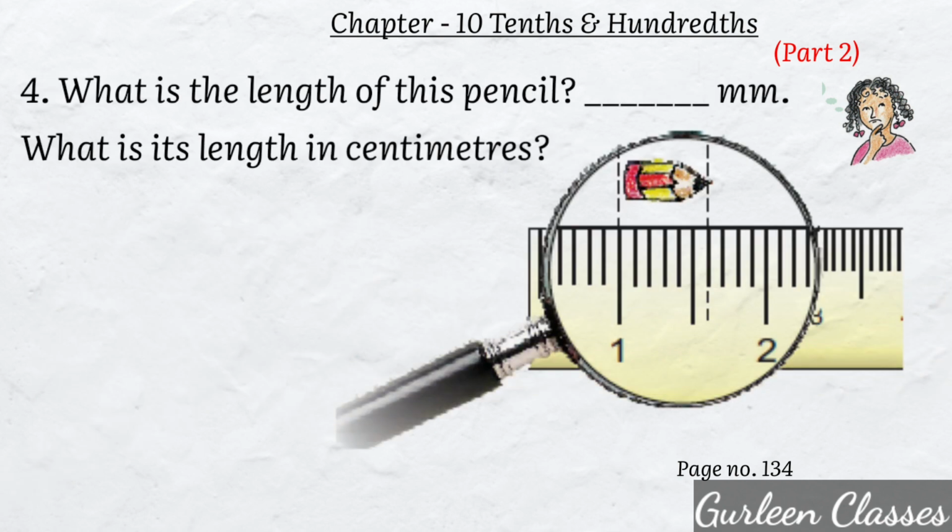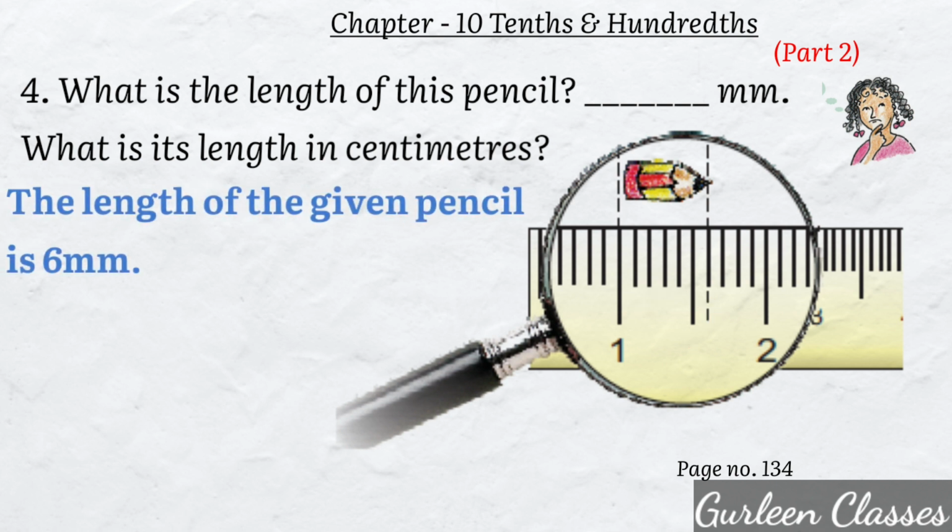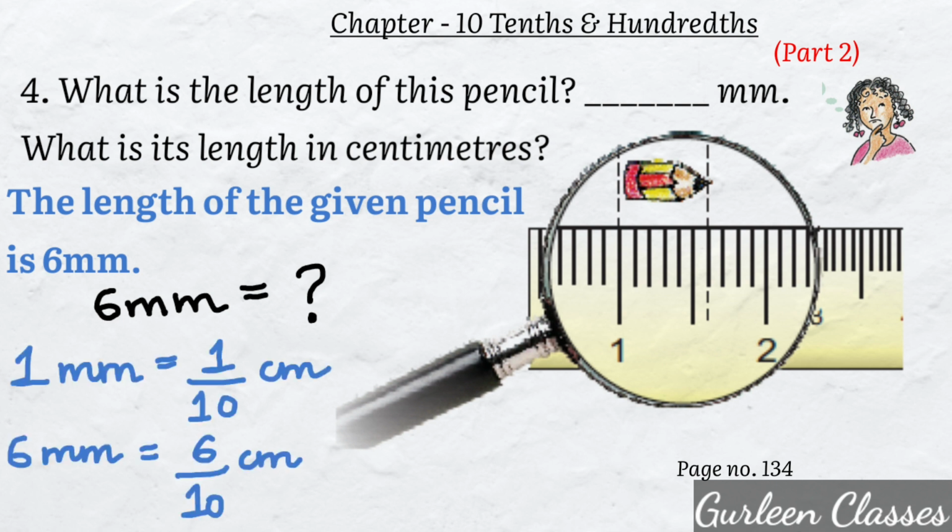Next question: what is the length of this pencil in millimeter and what is its length in centimeters? Students, start counting after 1: 1, 2, 3, 4, 5, 6. So in millimeter it is 6 mm. The length of the given pencil is 6 millimeter, and for its length in centimeter, we convert this millimeter into centimeter. We will divide by 10. So 6 upon 10 centimeter. In decimals it will be 0.6 centimeter.